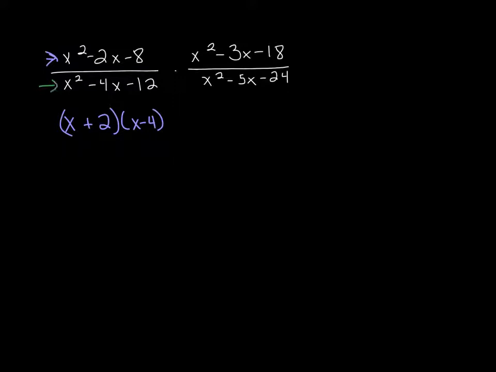Now let's do the denominator in this fraction. A times c is negative 12. Signs are different again. Larger number is negative again. So 1 times negative 12 does not work. 2 times negative 6 does. That gives me negative 4. So x plus 2 and x minus 6.